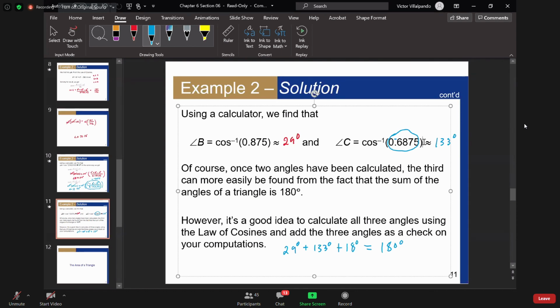Okay. Yeah. So let me go ahead and delete that. I think this would be better. Yeah, like this. I'm sure most of you were probably wondering where that came from. And angle B was 29. Yes, I believe. Let me just go ahead and make some space.